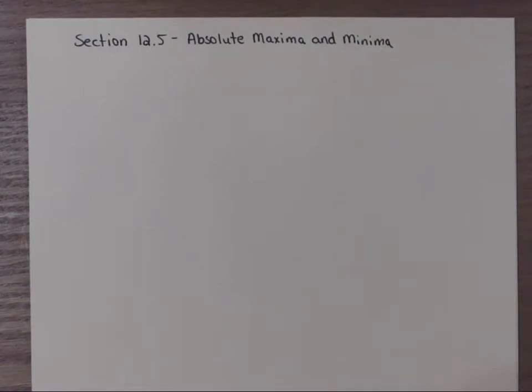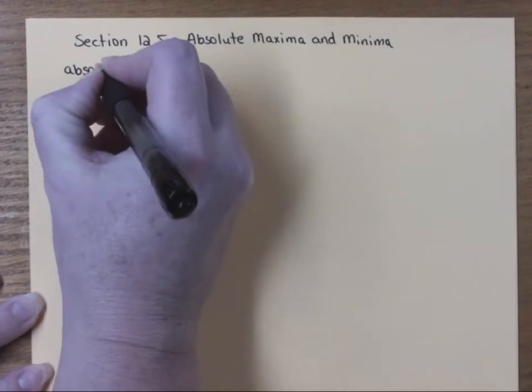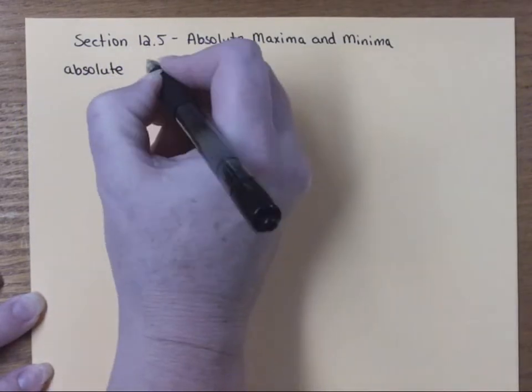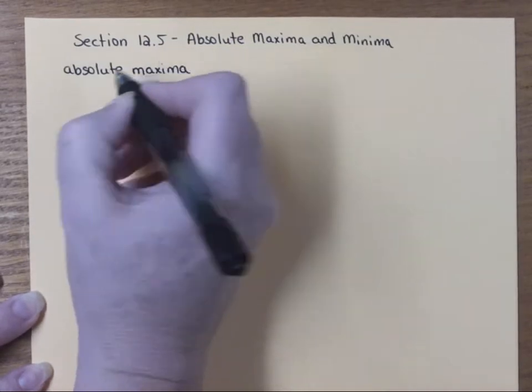Alright, so this lesson is called Absolute Maxima and Minima. We have already talked about relative maxes and mins, but today we're going to talk about the absolute extrema. Remember, extrema just means the max and the min both.